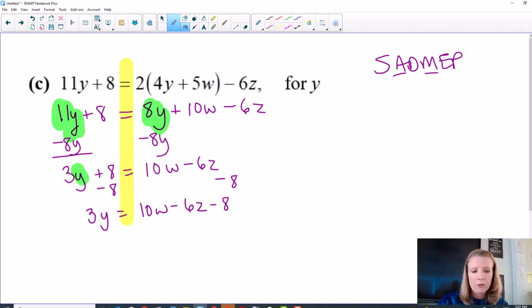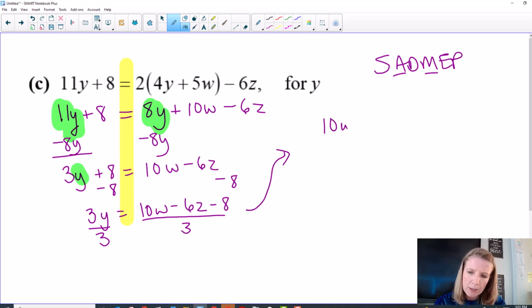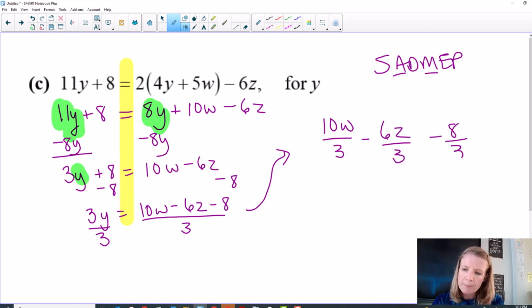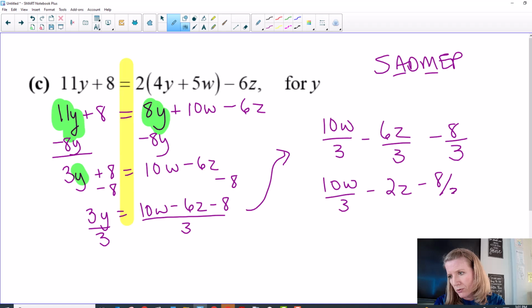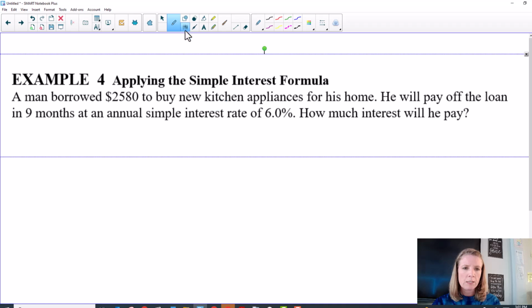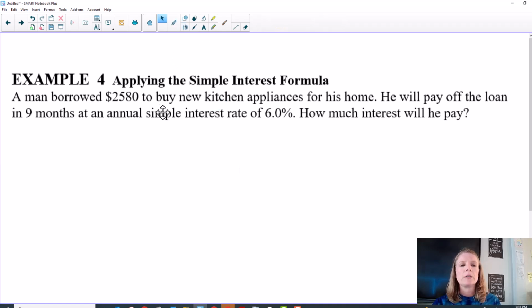And then now you're looking at your y, it's being multiplied by 3, so you just divide by 3. And you can either do it all at once like that, or you might see it split up like this. And if you did it this way, you would have to simplify your 6 and your 3. And that's y equals. So either way is fine.